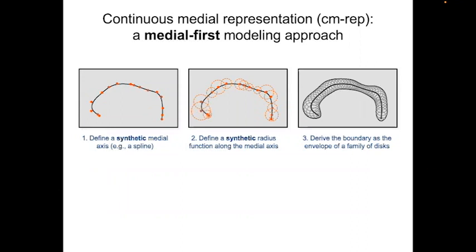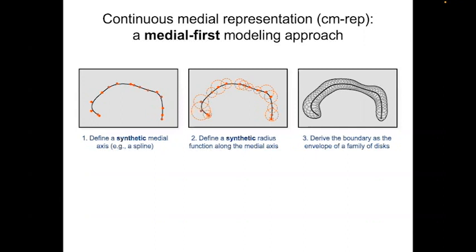and then compute the envelope of this continuum or family of circles, which would form the boundary of the object. And then we would deform this by moving the control points and changing the radii of control points. We can deform this synthetic model and fit it to binary segmentations of structures. In 2D, this is pretty straightforward.